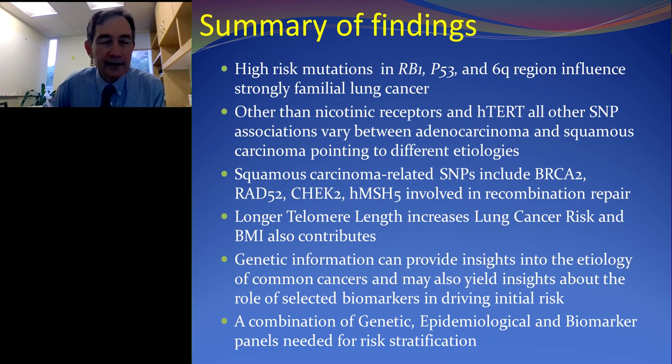Summarizing, there are high-risk mutations in retinoblastoma, P53, some very rare mutations in EGFR, and then we have a region on 6q that is influencing familial lung cancer. These are uncommon, but they can shed quite a lot of insight into the etiology of lung cancer. There are nicotinic receptors, a region on chromosome 15, and a couple of other nicotinic receptors are now implicated. Also, the hTERT region is influencing lung cancer risk, and those are in common across the different cancers.